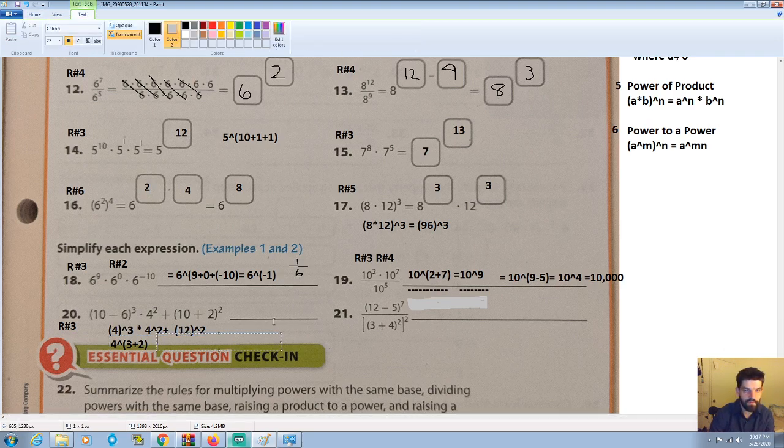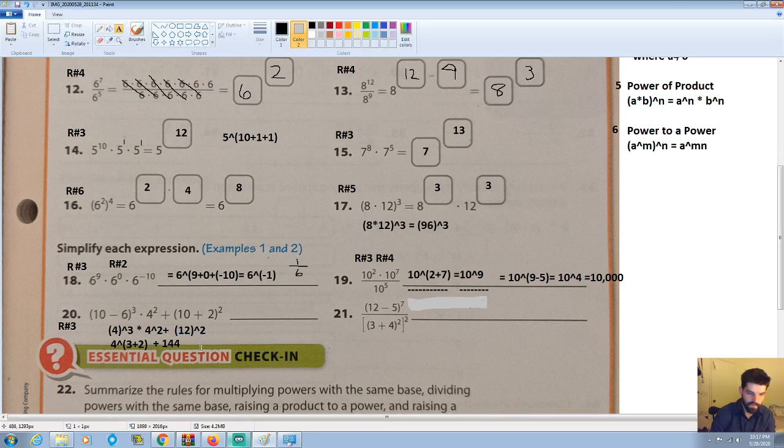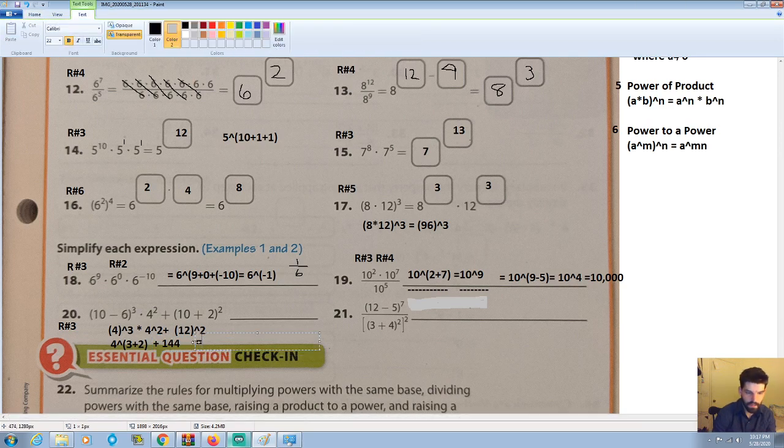So 4 to the 5th is 1024, and we're going to add that to 12 squared, which is 144. So this is going to be equal to 1024 plus 144, which is, as a final answer, 1168.